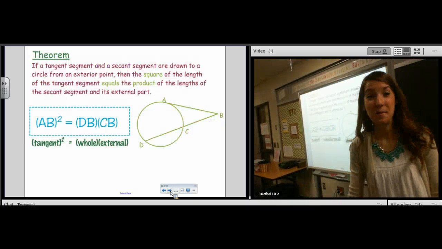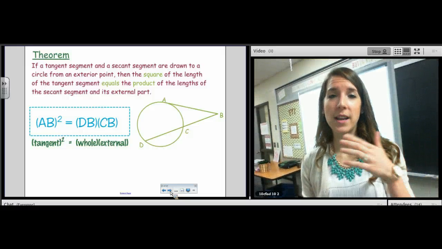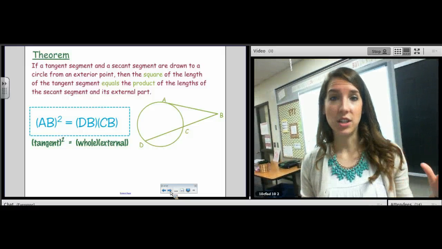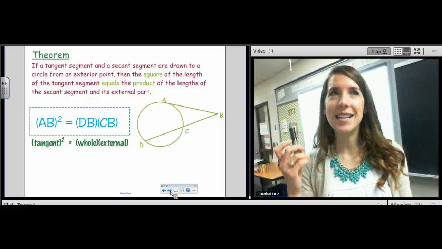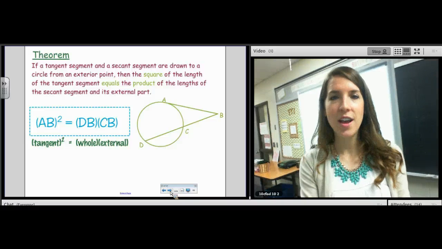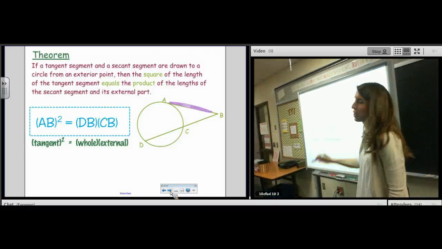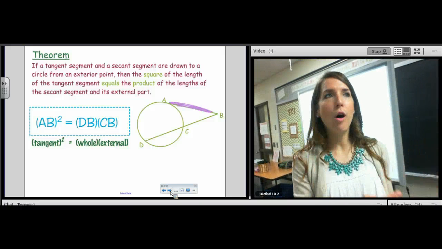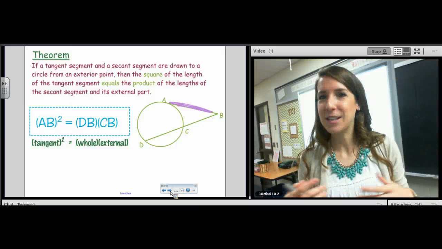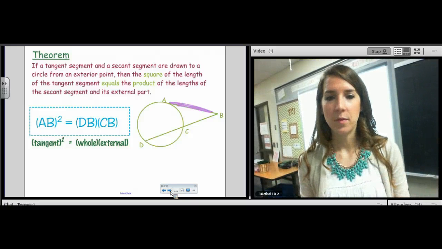Okay, last theorem. We just had to make it to this theorem. So here's the other situation we could have. We could have a secant and a tangent. What do we do to find that segment? I want you to think of this as the same as the theorem we just learned, except in this theorem, the whole is the external. So when you do whole times external, you're really just doing external squared because they are one and the same.